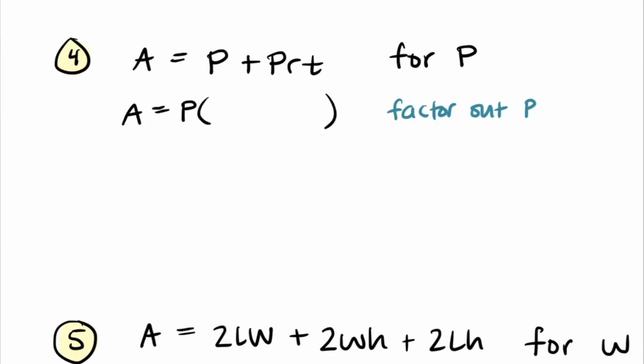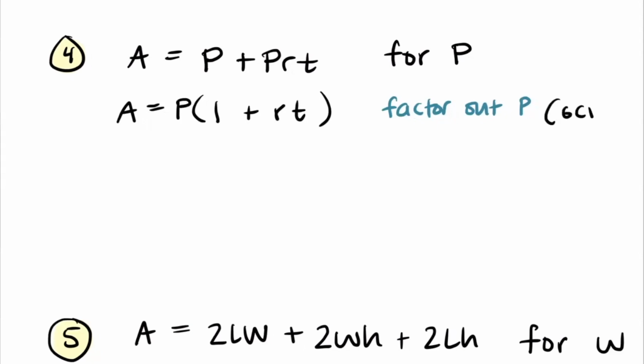When we do that, we're dividing, right? So we divide this by P. That becomes a 1. And when we divide this by P here, we just have R times T left. Right, if I distribute this in, I will end up with where we started. And so this is the GCF, right? P was the GCF of the right side. Now this is P times 1 plus RT.